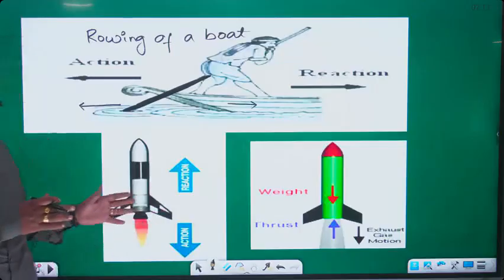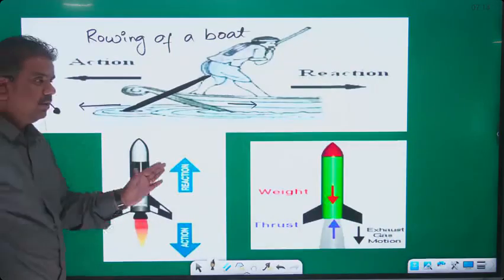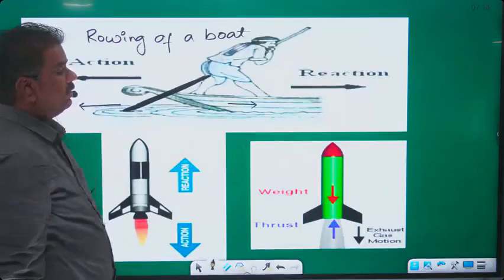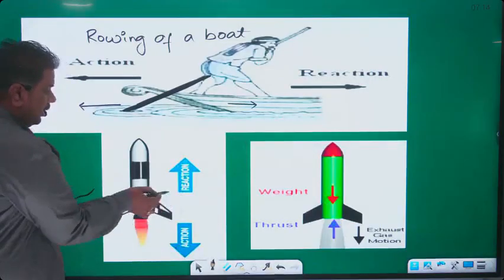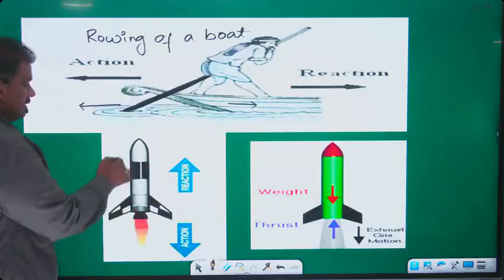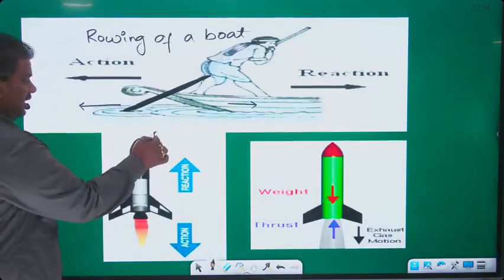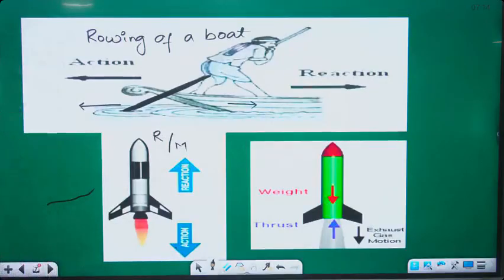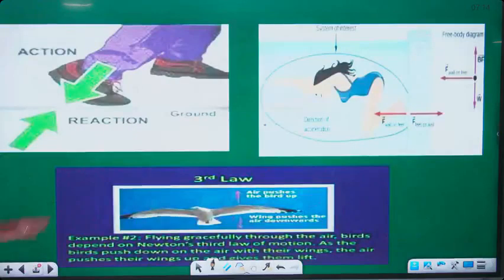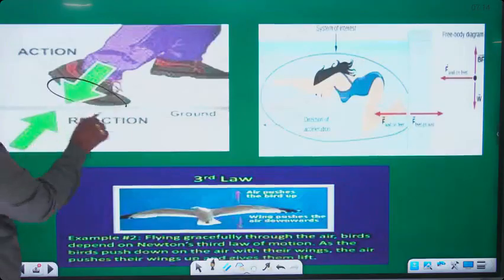So here in this particular case, you're talking about a rocket or a missile. Now in both these cases, action is on the ground, whereas the reaction is on this object, which you are calling either a rocket or a missile. So this particular thing is based on that. At the same time, talk about the case of walking. Whenever we are walking, we are exerting some amount of force on the ground.